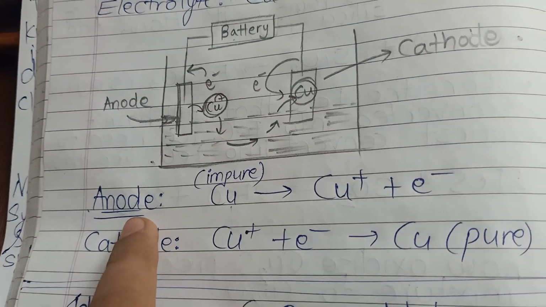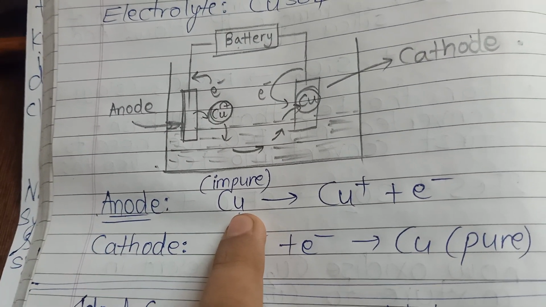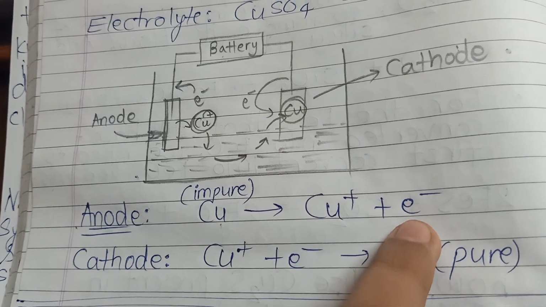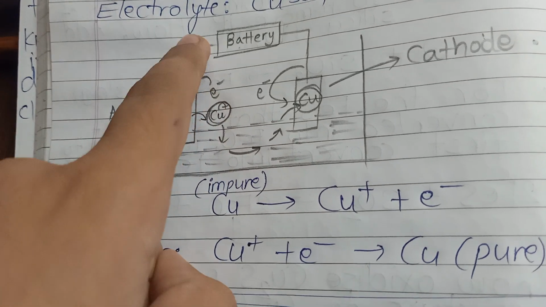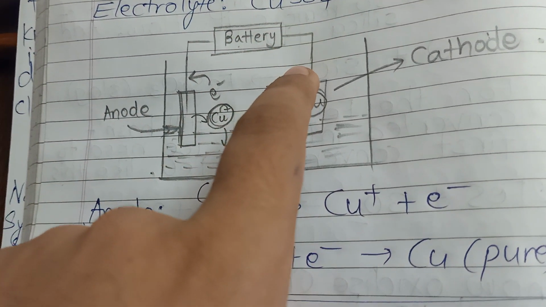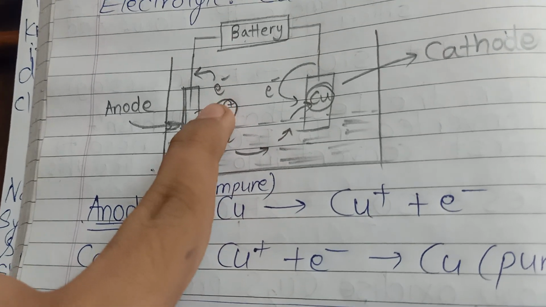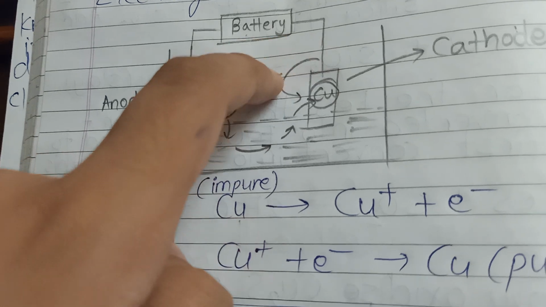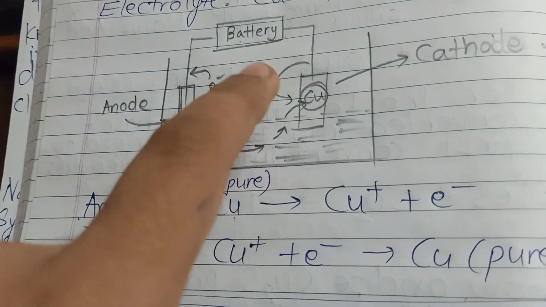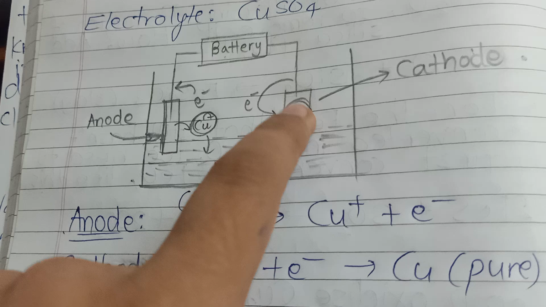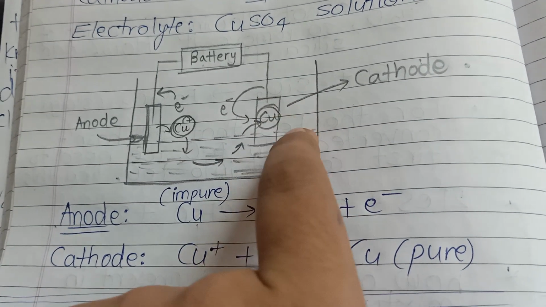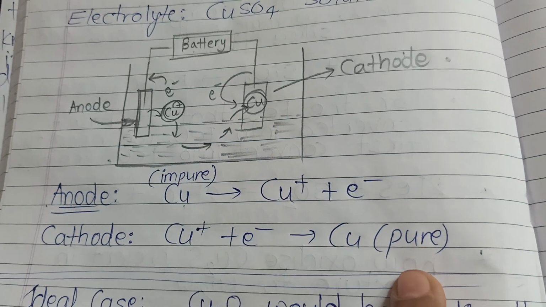So now if we see the reactions that are taking place here, at the anode, this is the impure copper which is oxidized into Cu+, giving an electron. Now this electron flows through the circuit and reaches here, and this Cu+ ion which has migrated to the cathode again accepts this electron, gets reduced into Cu and gets deposited on the cathode. Hence, we are finally able to obtain 99.99% pure copper.